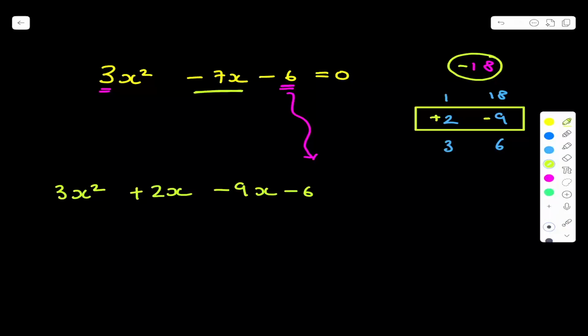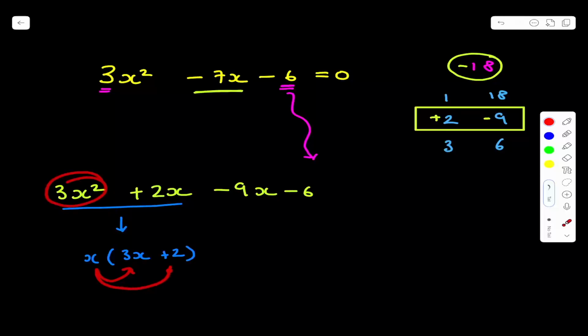Okay, we're nearly there. Now what we need to do is just factorize this part. The only thing that's common to both of those is x. And we're left with 3x plus 2. Remember, if you multiply that by that, you get your 3x squared. And if you multiply that by that, you get your 2x.